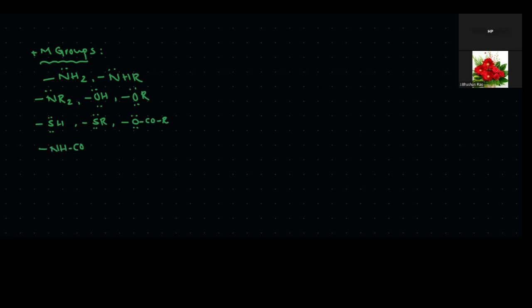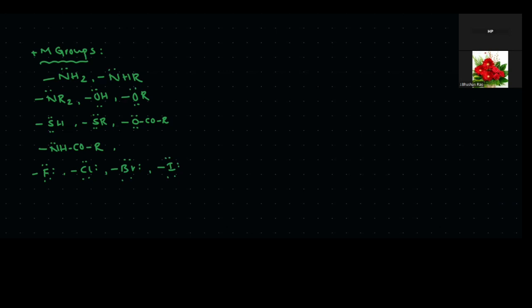Next, another condition here: fluorine, chlorine, bromine, iodine. Here, the halogen family, each one has three lone pairs of electrons. In the above cases, nitrogen has only one lone pair. In the remaining cases, oxygen and sulfur have two lone pairs of electrons.